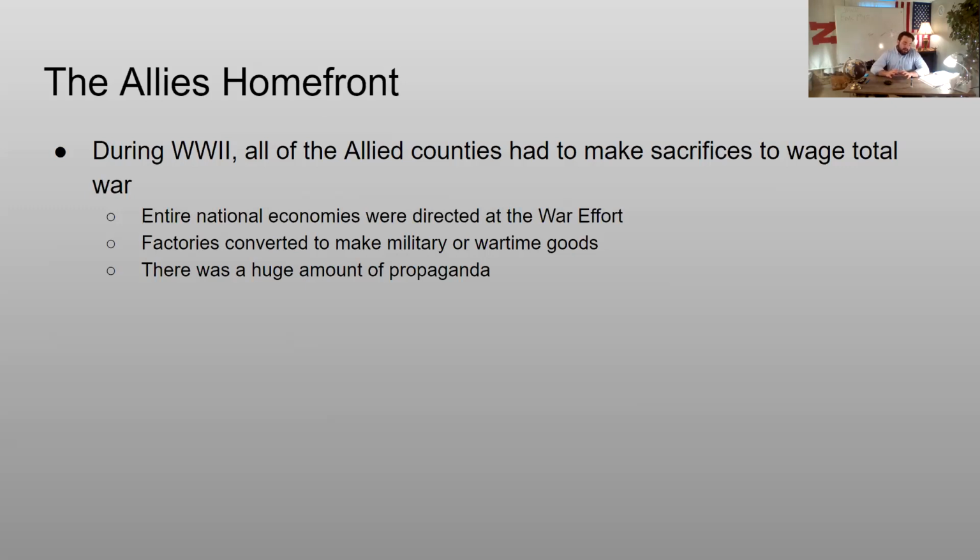And when it comes to the Allies, the home front was a very interesting idea, and it played itself out in an interesting way. So during World War II, all of the Allied countries had to make sacrifices to wage total war. When I say total war, guys, what I mean is an entire country, an entire national economy is directed at the war effort. See how I put that right here in this first bullet point? An entire national economy is directed at the war effort. That's a huge piece to understand total war.